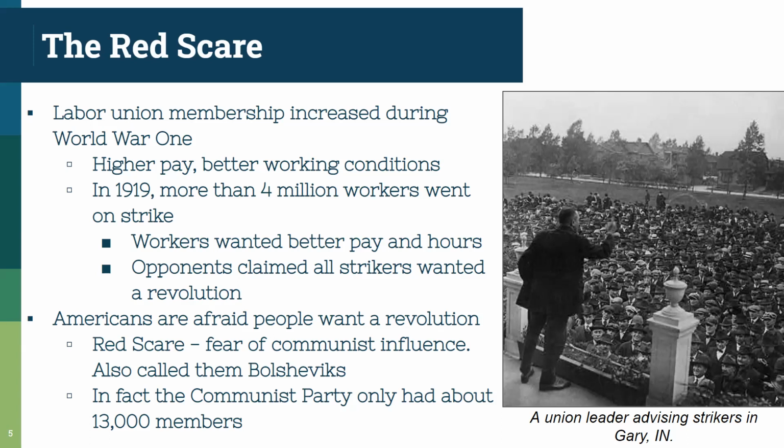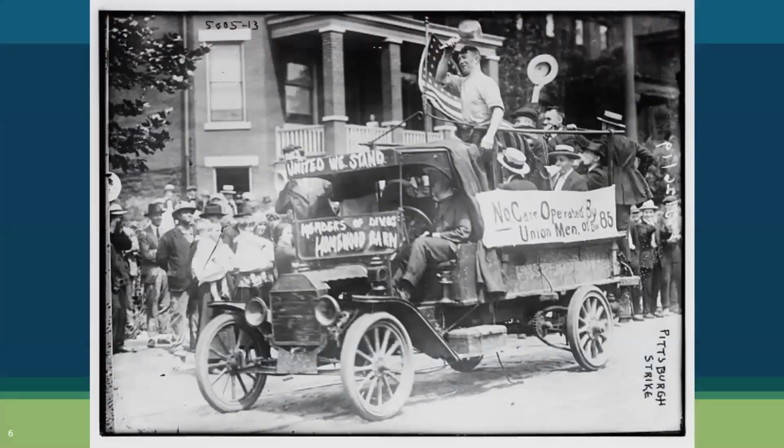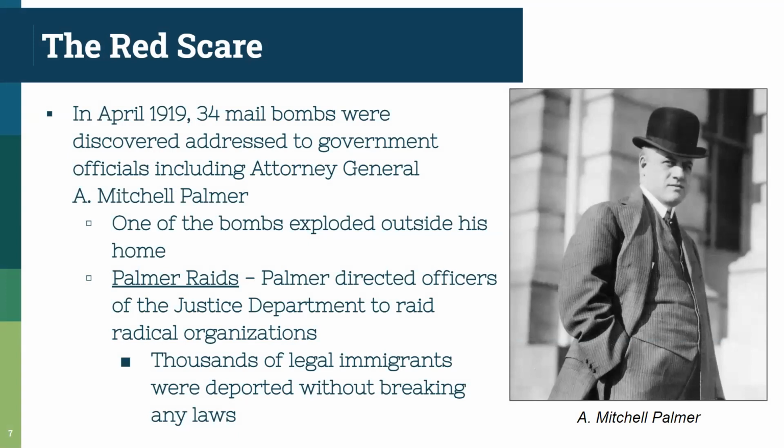Now, even though there's this fear that communists might take over the United States, in reality, the Communist Party only had about 13,000 registered members. So not nearly enough to actually have an impact on the American political system. Here you can see some union members going on strike, trying to get more pay, better working conditions.